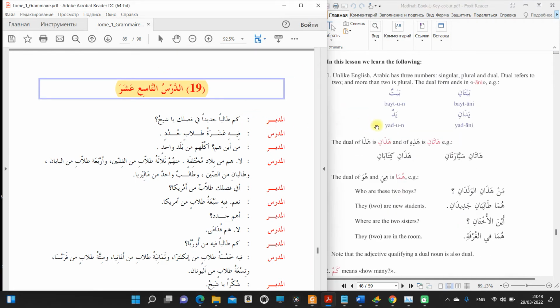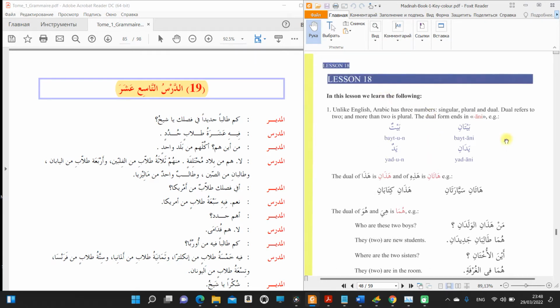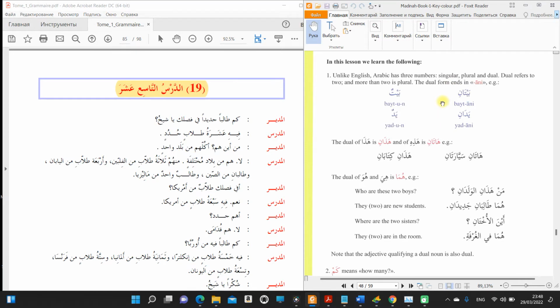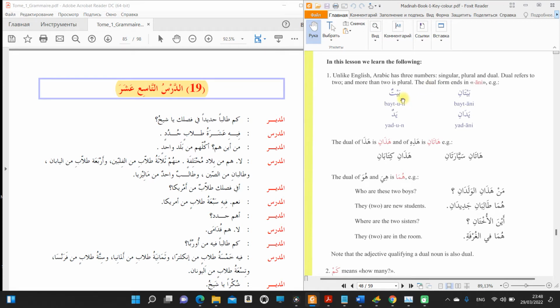Before we get started with this lesson, let's quickly take a look at what we learned in the previous lesson. The previous lesson was all about the dual number. As we said, almost any language has either the singular or the plural form. But the Arabic language is a bit different. It also has the dual number, which means two. For example, if you want to say two houses, you will say baytani by adding the ending ani at the end. That's what we talked about in the previous lesson.